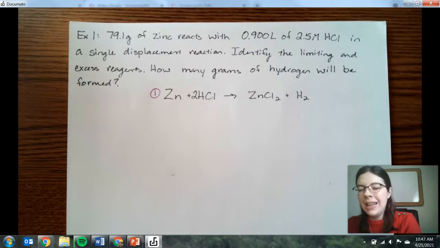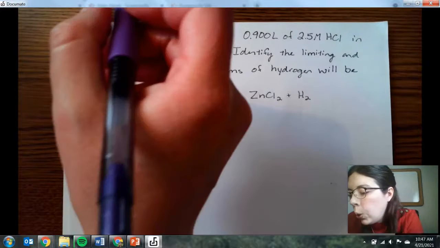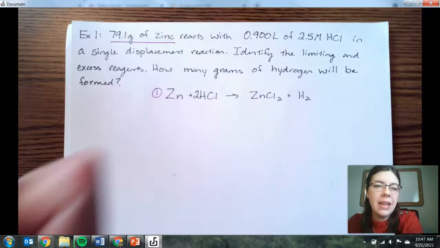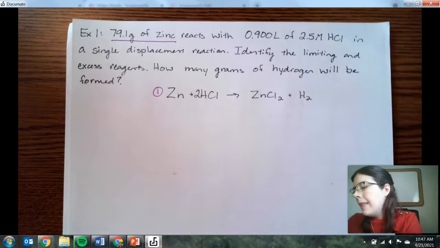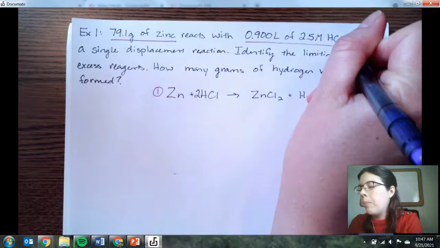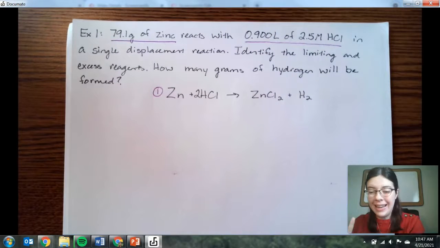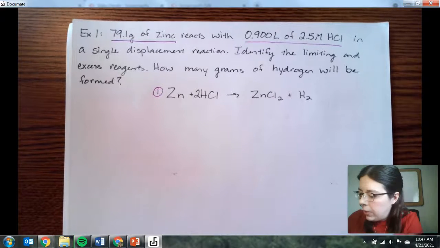The next thing is to take the given and convert it into moles. And in this case, we have 2 different givens. The first one is 79.1 grams of zinc, so that's going to be our first stoichiometry problem. The second thing we're given is 0.900 liters of 2.5 molar HCl. That is our second given for our second problem. So let's go ahead and do the first one.